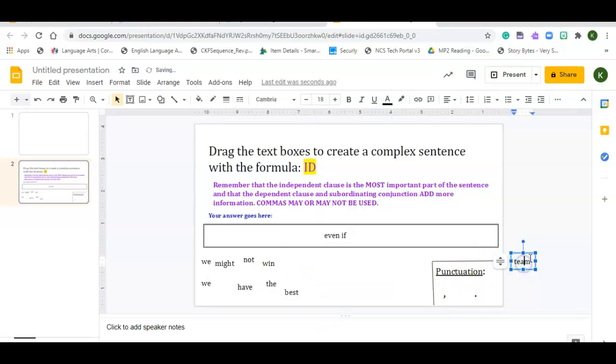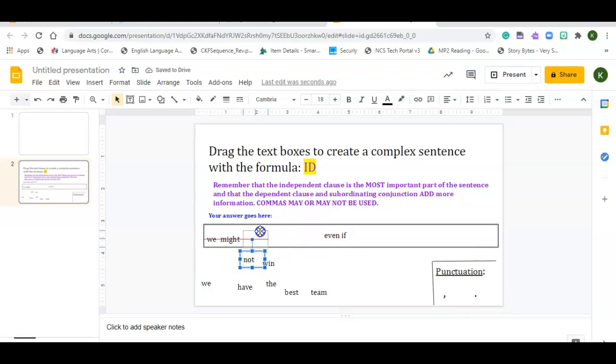Next part is to decide their order. Remember that independent clause is that main idea. So what's the main idea here? The fact that they might not win, or they might not win because they have the best team. In this case, the fact that they might not win is your independent clause. So I'm going to move we and might and all those fun little words up into the top here. So we might not win. And then even if is my subordinating conjunction, and I'm going to move we have the best team after.